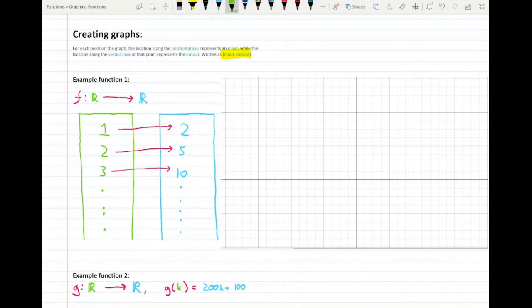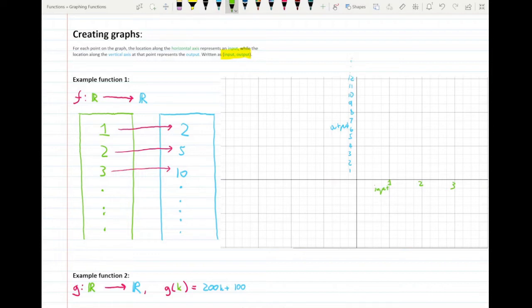Here we're going to label our axes. We'll just call them input and output. And we see that 1 maps to 2. So we'll do some scaling. 1, 2, 3. The scaling on the vertical axis will be a little bit bigger, so we'll have 1, 2, 3, 4, 5, 6, 7, 8, 9, 10, 11, 12, and so on.